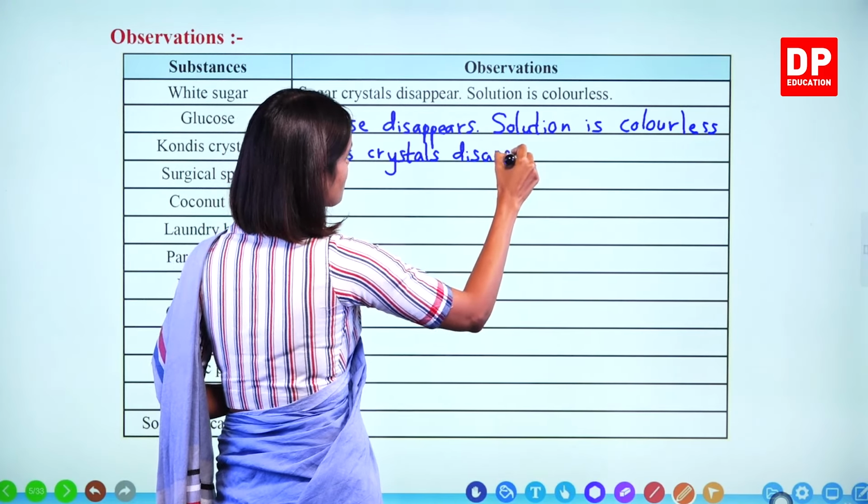Okay, right. Surgical spirit. What happened when I added surgical spirit? Now, surgical spirit is colorless. When I added a little bit of surgical spirit to water, they mix really well and the solution is still colorless. Okay? Right. Surgical spirit mixes well and colorless solution.